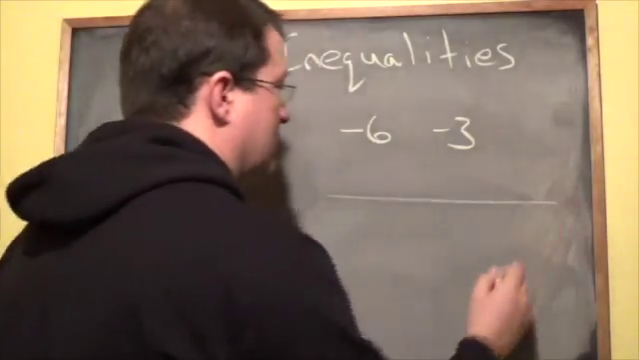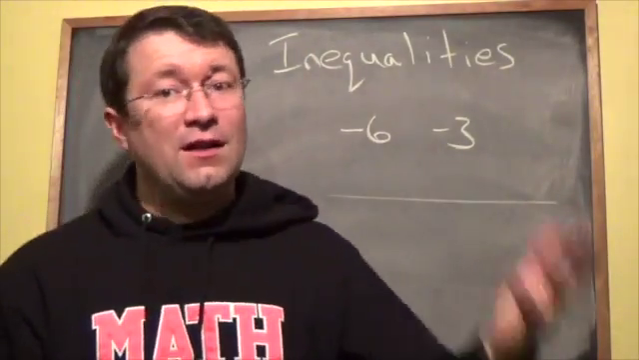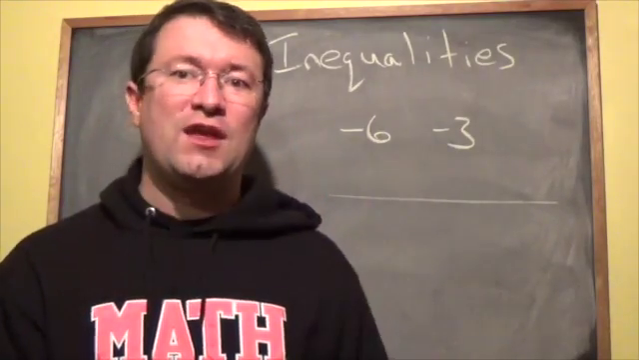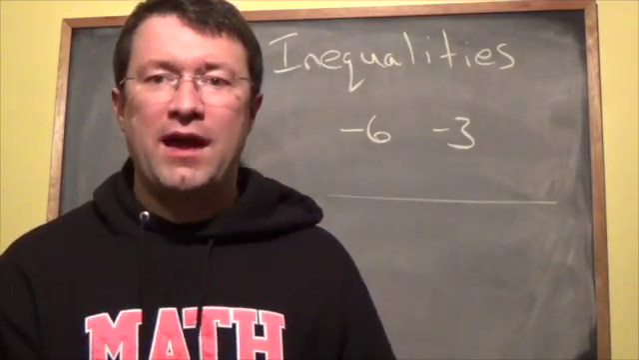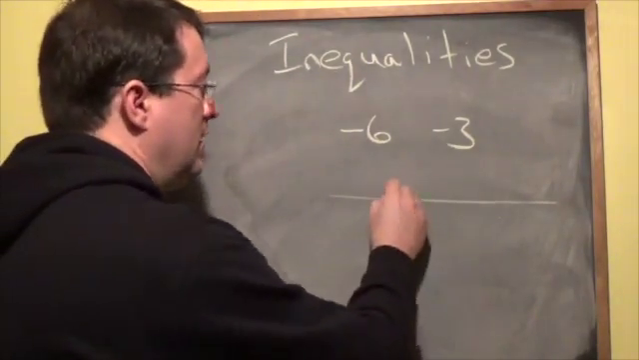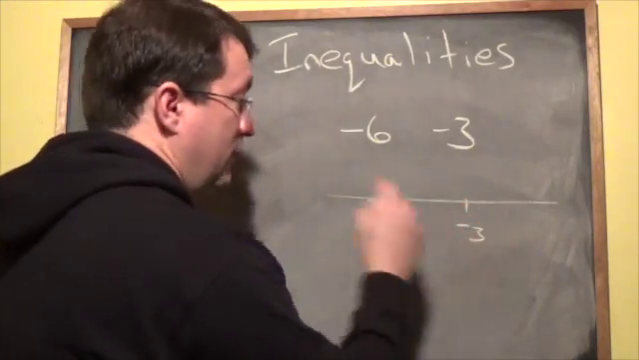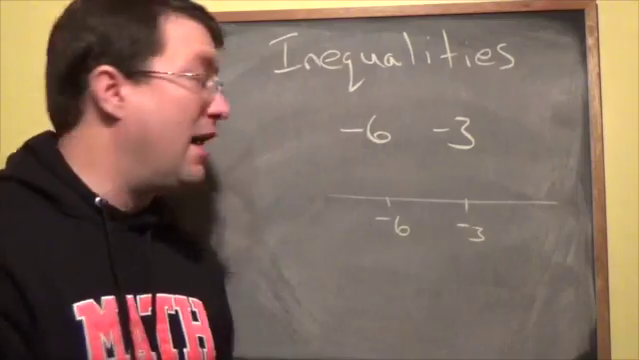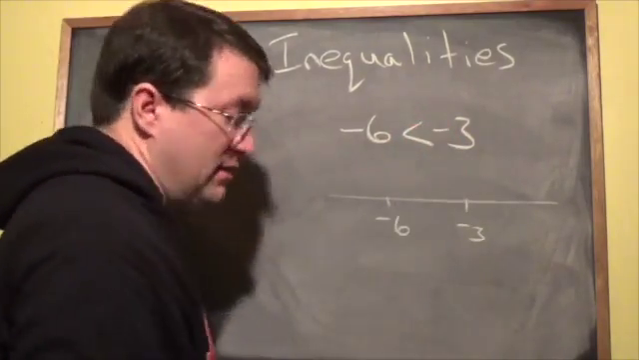So you just think about it like this. A lot of math confusion could be alleviated if you thought of things in terms of number lines, basic ideas that we started with way back in elementary school. Here's negative 6, here's negative 3. The further you are to the left on the number line, technically the smaller that value. So it's got to look like this.